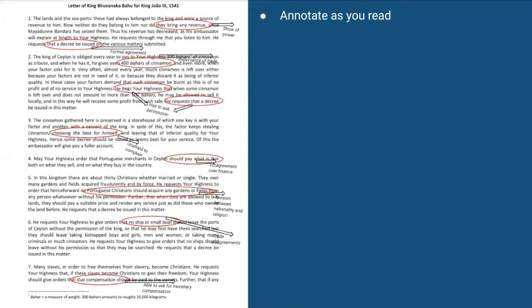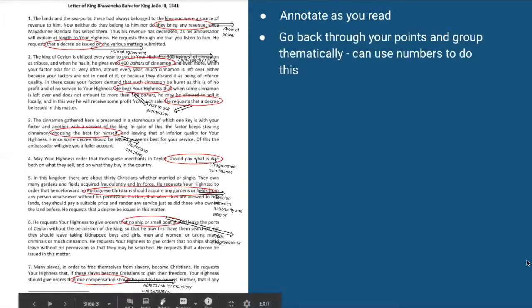Think of yourself as being like a detective looking for clues, and you don't know yet what those clues will help you to solve, but you know that they could be of interest further down the line. Once you've gone through your text for the second time and annotated absolutely everything that you can think of that could be interesting, then go back through your points and group them thematically.